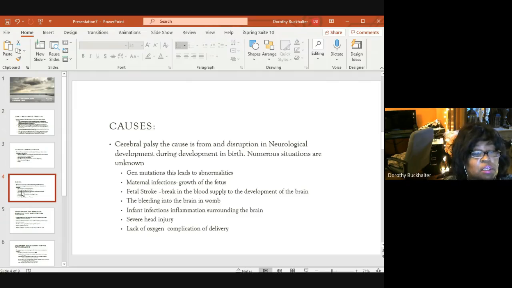Causes of cerebral palsy: disruption neurologically, in the development of the brain during birth. Numerous situations are unknown, but gene mutation leads to abnormalities, and then maternal infections, growth of the fetus, fetal stroke, a break in blood supply, bleeding in the brain in the womb, infant's infection, inflammation surrounding the brain, severe head trauma, and lack of oxygen.